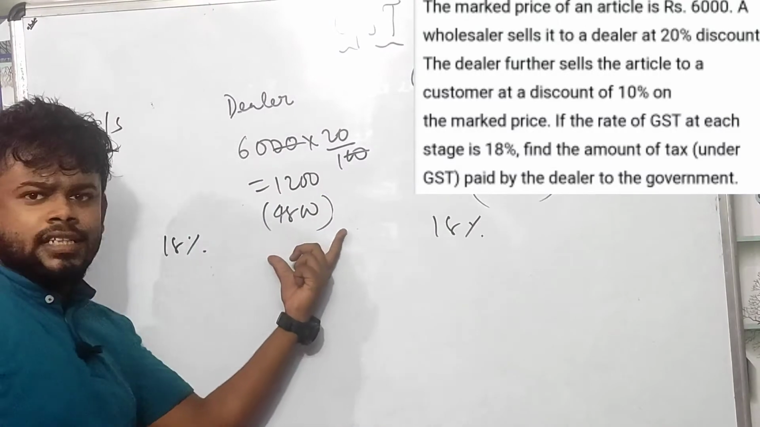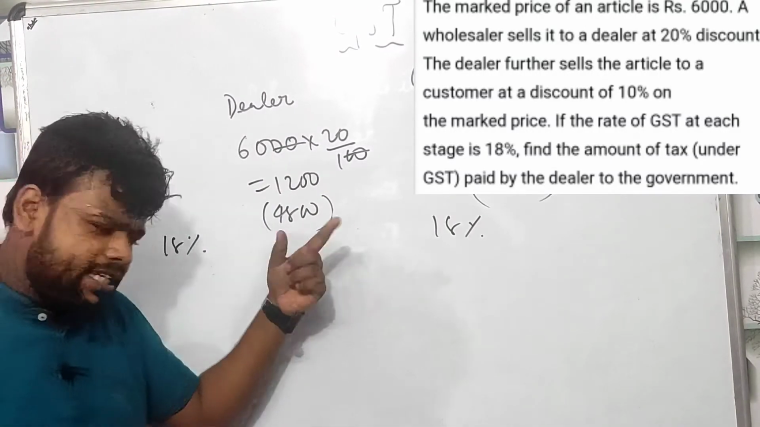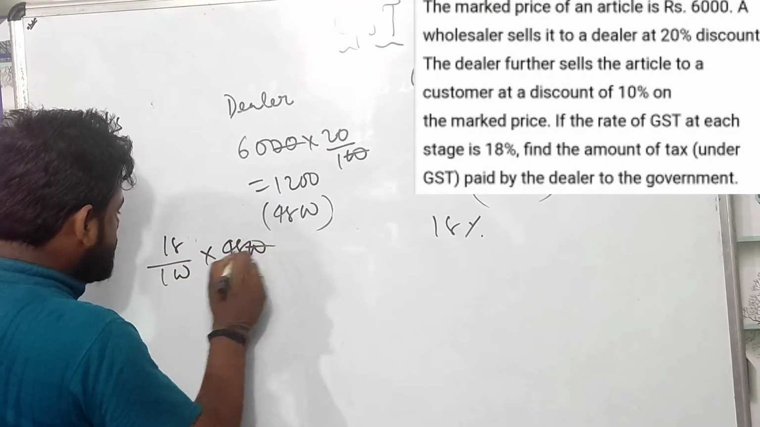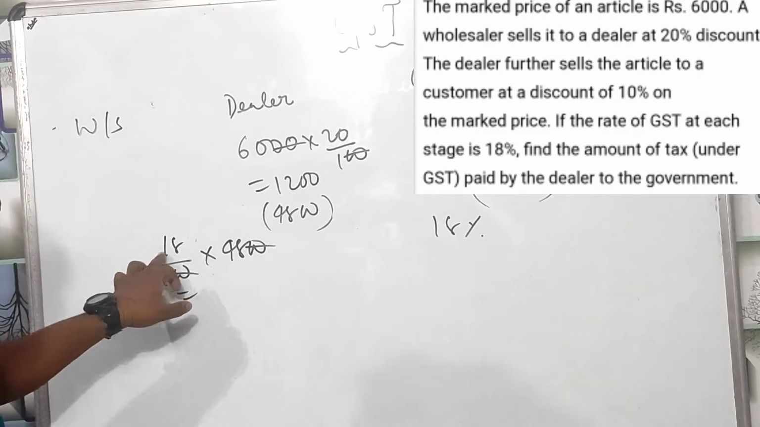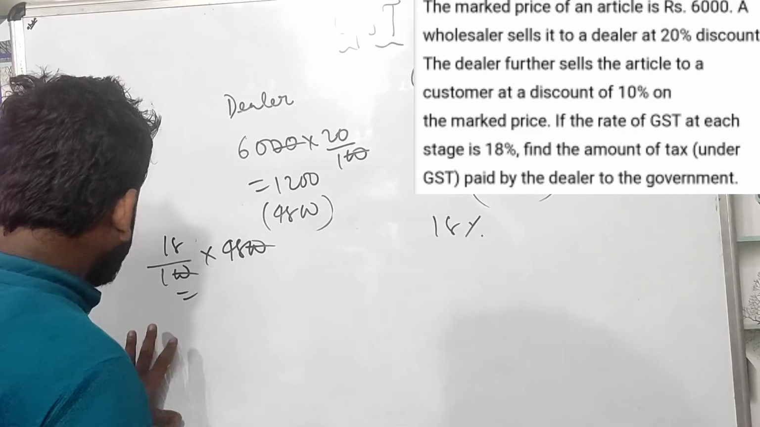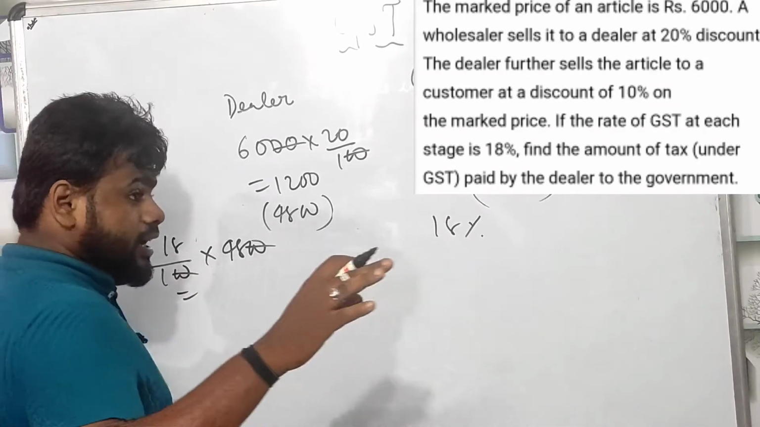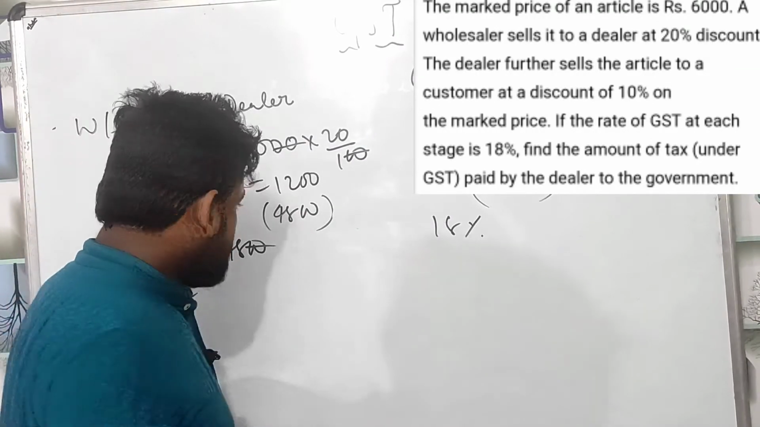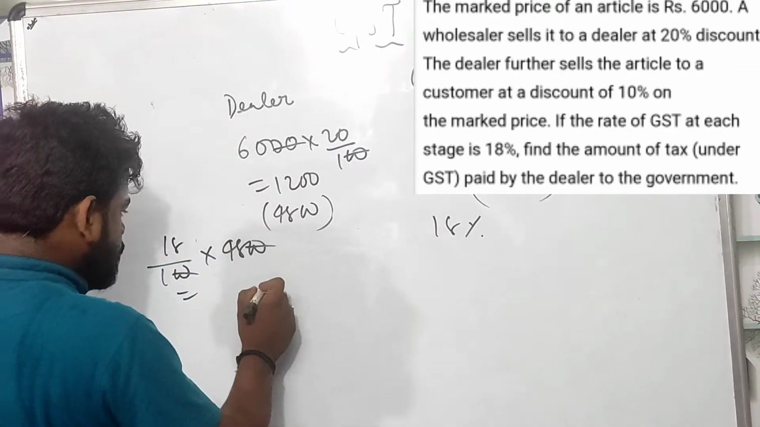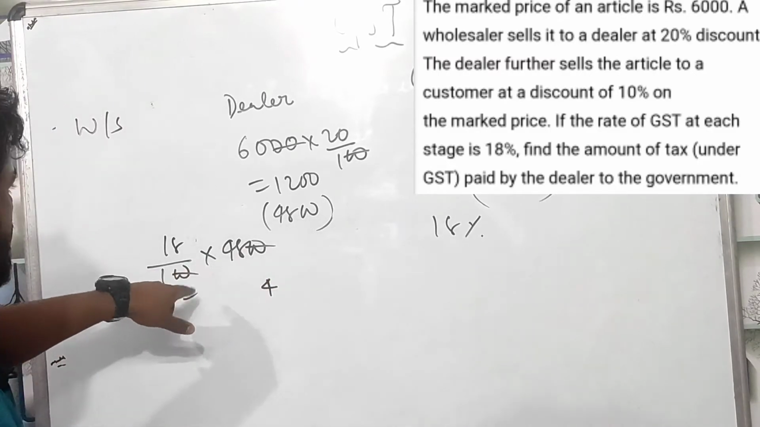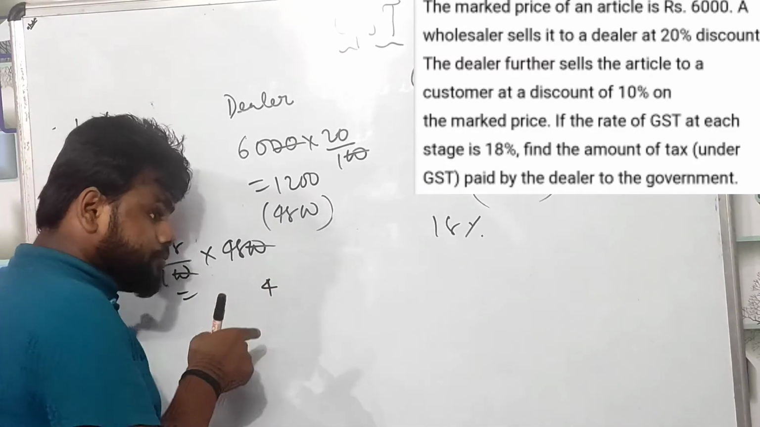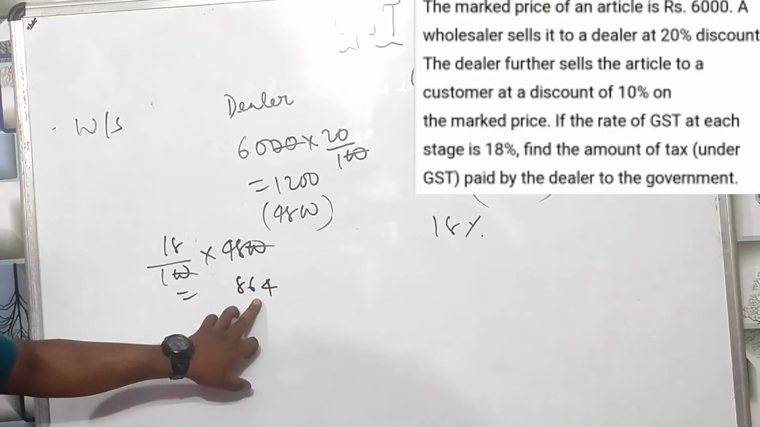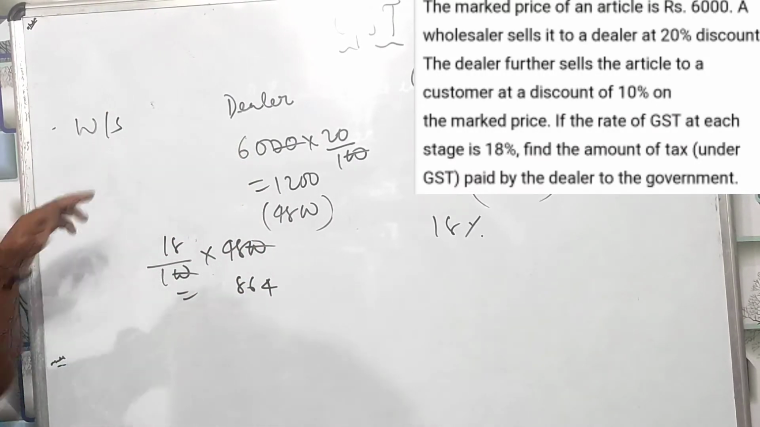So I have taken out the cost price, 4,800. Can I apply 18% GST on that? Yes. So 18% is 18 upon 100 into 4,800. The zeros cancel, 18 into 48, which is 144 plus 720, so 864 GST. The dealer paid this while buying from the wholesaler.